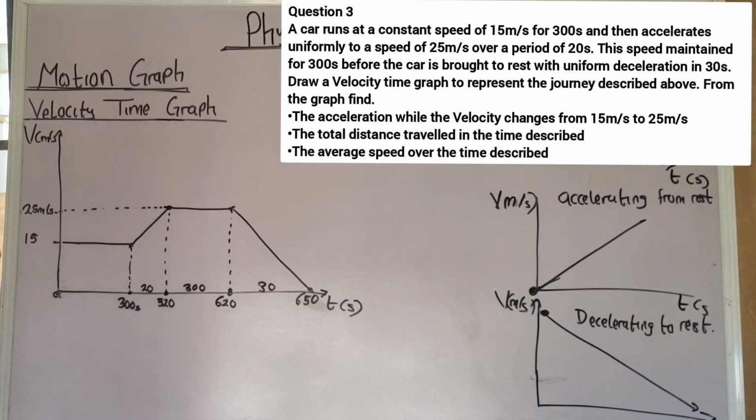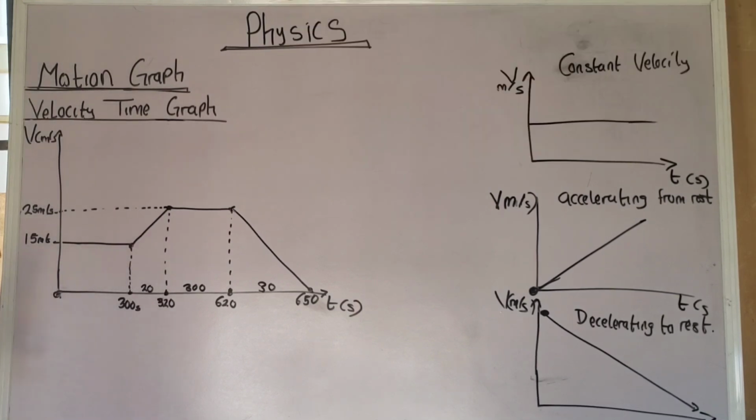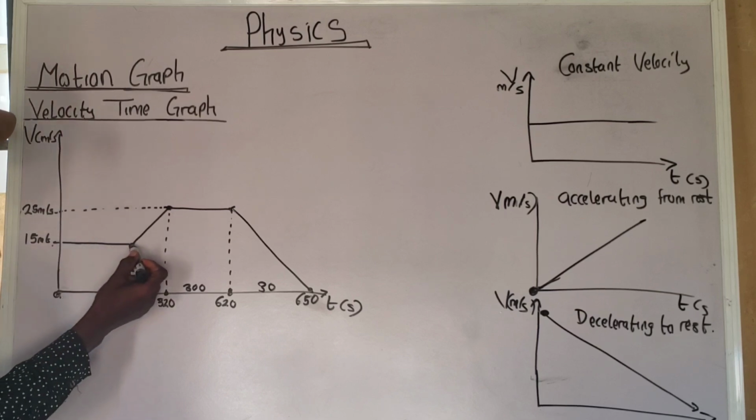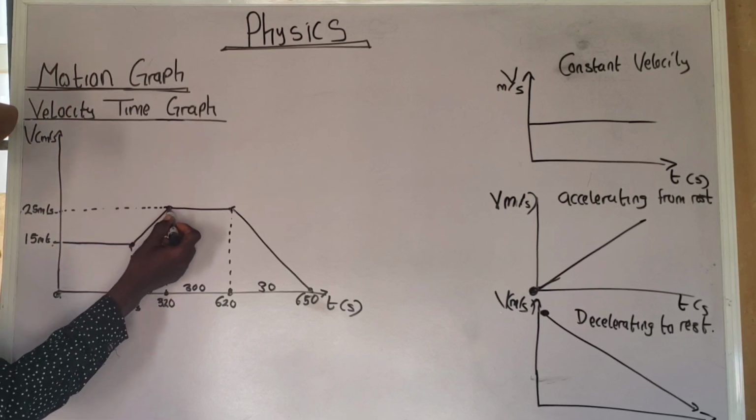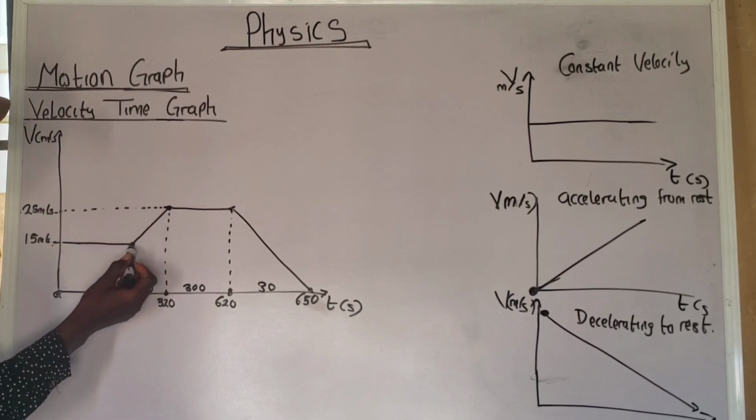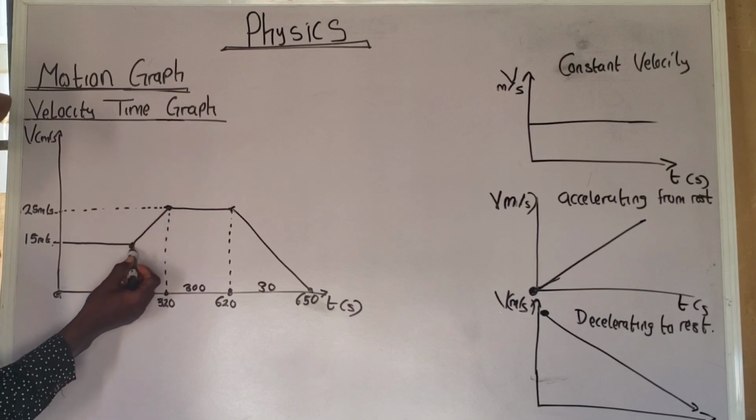So you have a mark for that. Now, the acceleration, when the velocity changes from 15 meters per second to 25 meters per second. Now, please pay attention. This is the acceleration that we are asked to determine, from this point to this point.